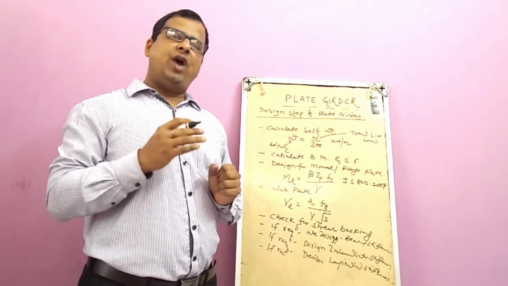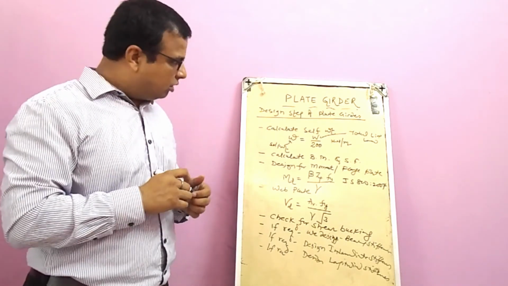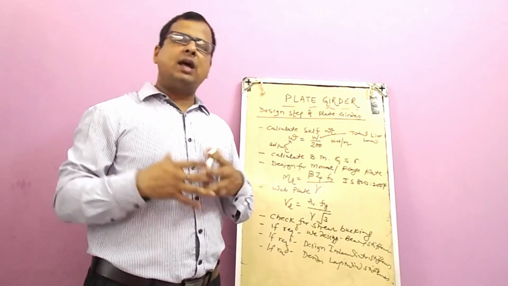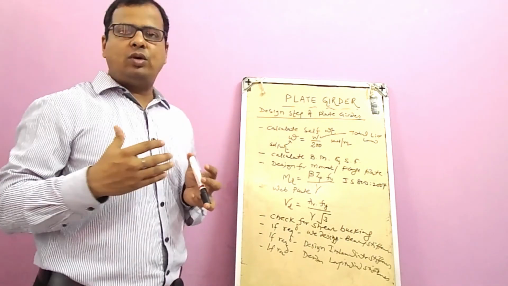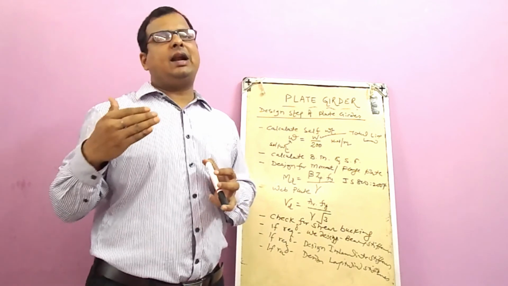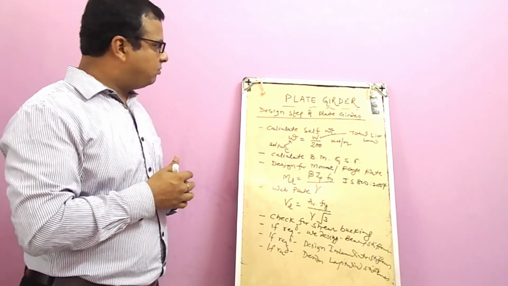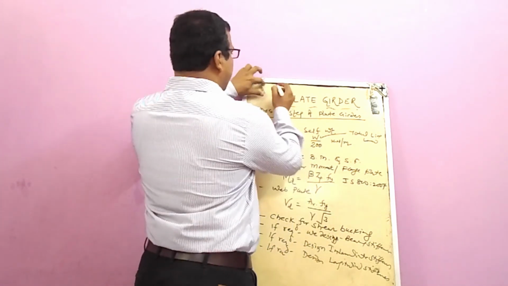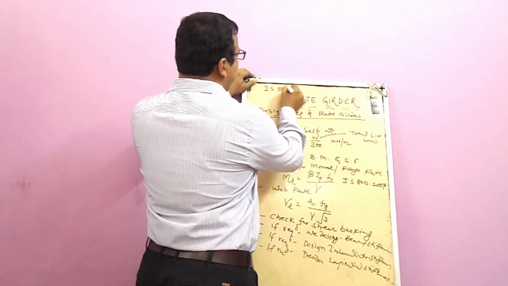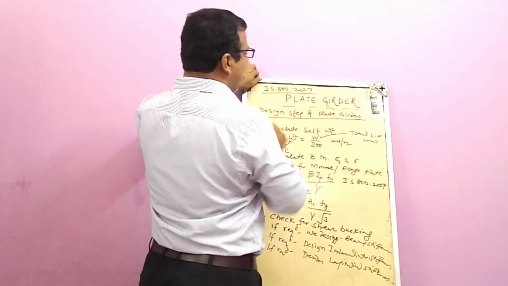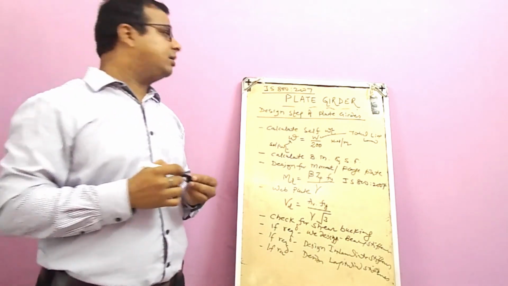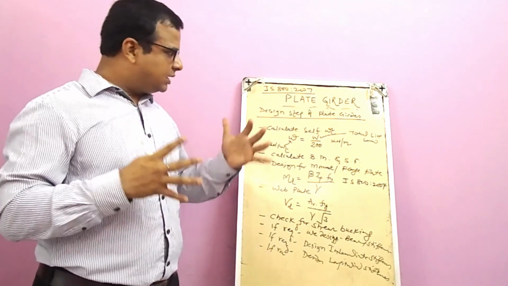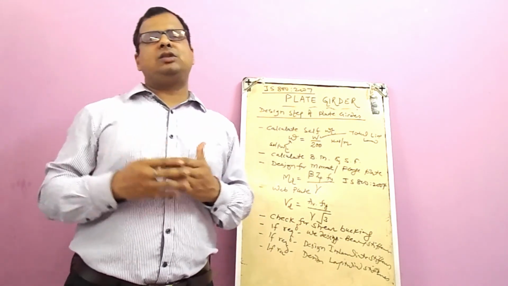connections of the web and flange plate. So friends, in this way, this is the introductory part of the plate girder. In some video we will discuss the detailed analysis or detailed design of the plate girder. So you can refer to IS 800 2007 for the design of the plate girder or basic terminology of the plate girder. So in the next video we will discuss the design and analysis of the plate girder.